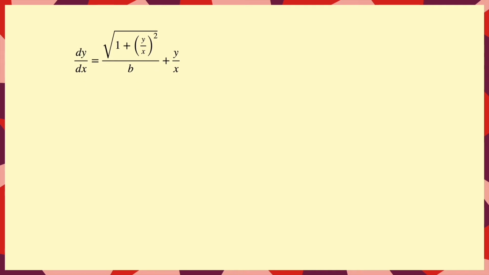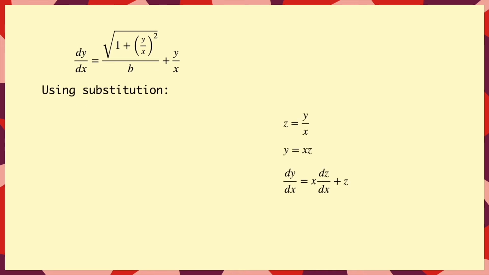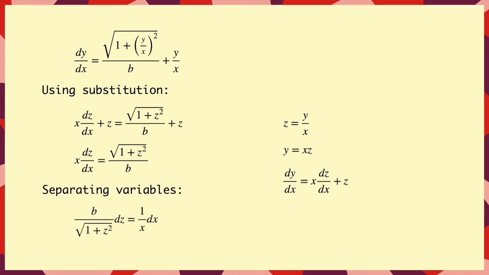So then we can use our substitution z equals y over x, and we can use the chain rule to work out what dy/dx needs to be replaced with. Then plugging that in and simplifying, we have a nice equation where we can separate the variables, z on the left-hand side and x on the right-hand side, like so.